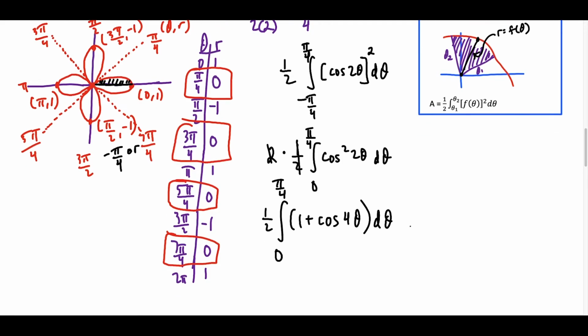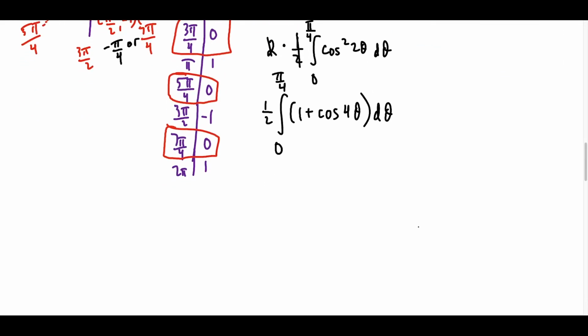So let's go ahead and do that. So for this part here, now we're going to have 1/2, and the antiderivative of 1 is just theta, plus the antiderivative of cosine 4 theta is 1 over 4 sine 4 theta. And our limits are going from 0 to pi over 4. So to evaluate this, now we just plug in.